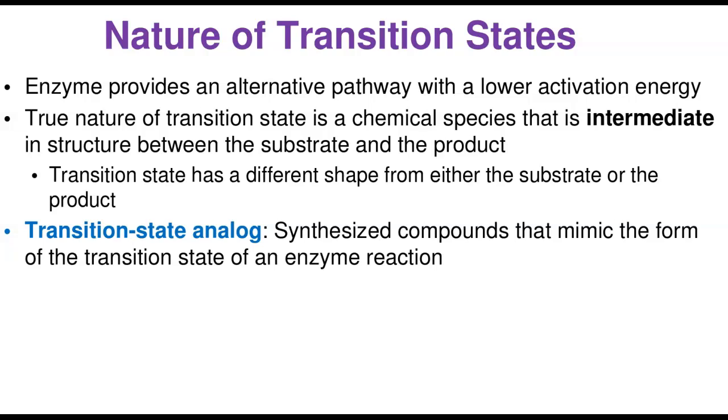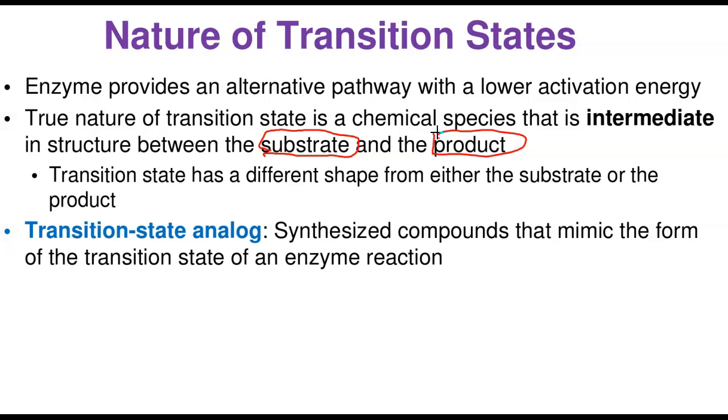So the next thing: the nature of the transition state. We've been talking about this intermediate, this transition state, a lot. Remember, the true nature of the transition state is that it's intermediate in structure between the structure of the substrate and the structure of the product. So the enzyme provides an alternative pathway that has a lower activation energy. Remember, the main goal of an enzyme is to reduce the activation energy of the reaction so that products are formed earlier. So the transition state will have a different shape from either the substrate or the product.